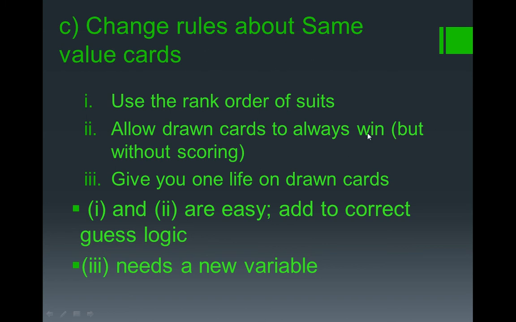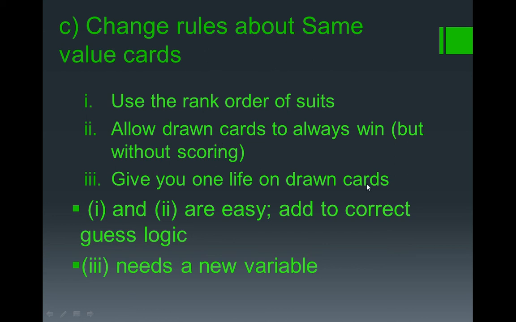This drawn card always wins, but without scoring, is identical to burning a card. But rather than the user inputting a B, it's effectively if the next card equals last card, then you perform exactly the same procedure as burning. If you allow it to score, then it's exactly the same as a joker. So if you've already solved the burning and the ace is high or low, then this second option is still fairly easy.